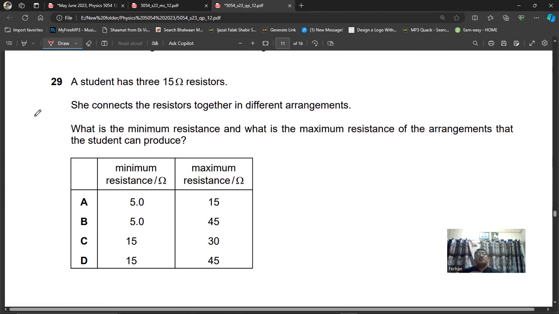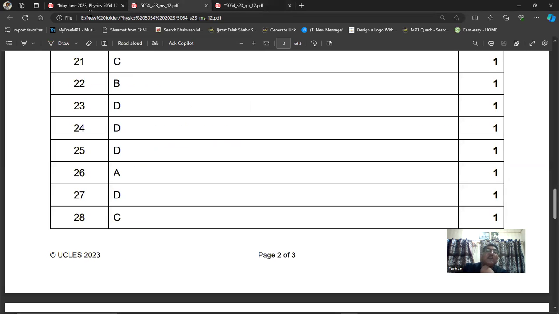Question number 29 showing up on your screen. A student has three 15-ohm resistors. She connects the resistors together in different arrangements. What is the minimum resistance and what is the maximum resistance of the arrangements that the student can produce? So the minimum resistance we will get when we connect the three resistors in parallel to each other, and the maximum resistance we will get when we connect the three resistors in series with each other.